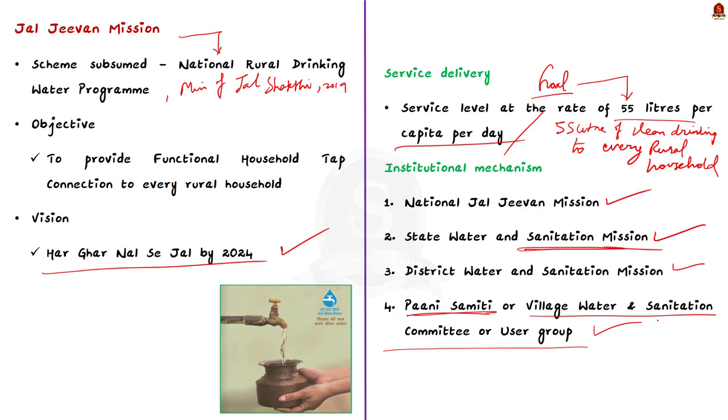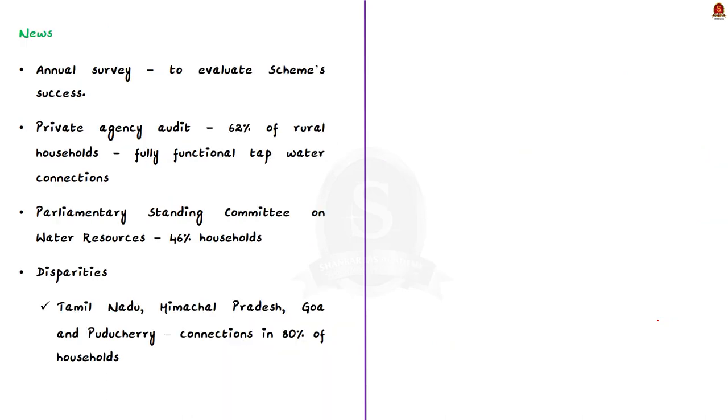Now, coming to the article given in the newspaper. It says that the government conducts annual surveys to evaluate the success of the scheme. A recent audit by a private agency found that around 62% of the rural households in India had fully functional tap water connection within their premises. Apart from this, a report of the Parliamentary Standing Committee on Water Resources stated that 46% households had such fully functional water tap connections. Not only this, the survey revealed wide disparities also in the achievement.